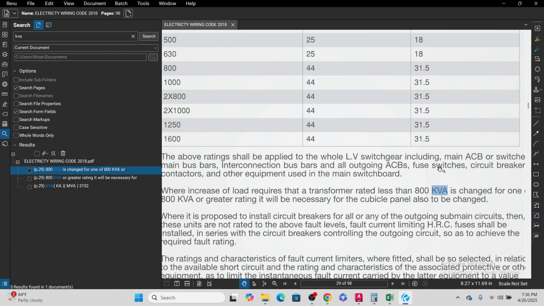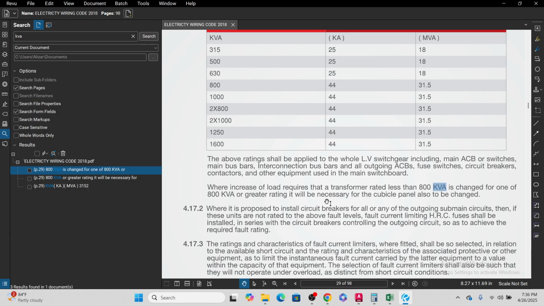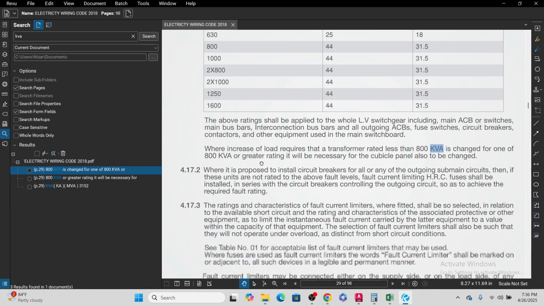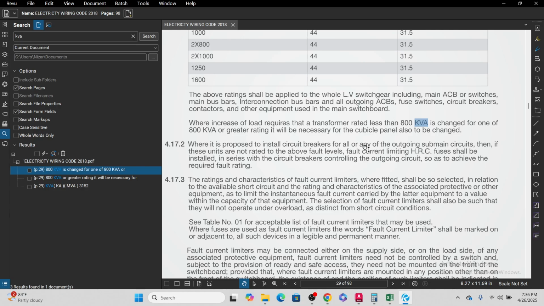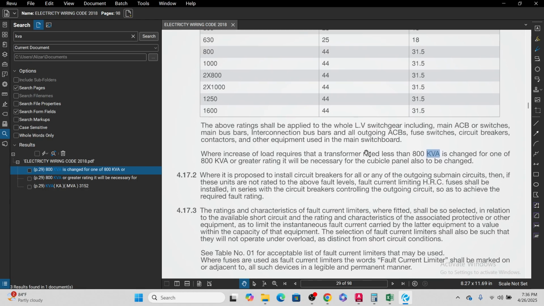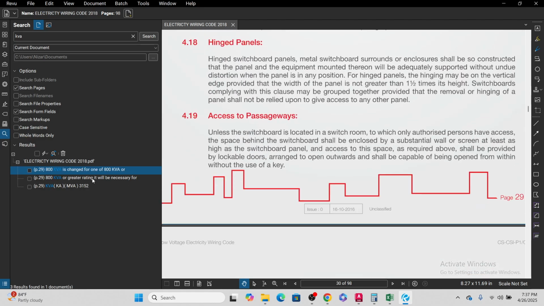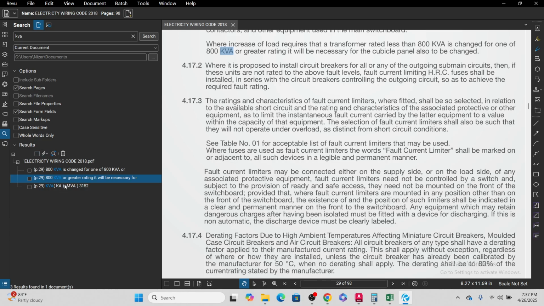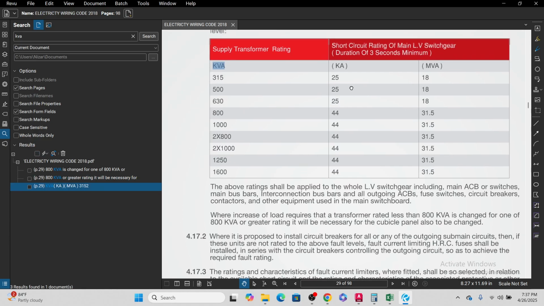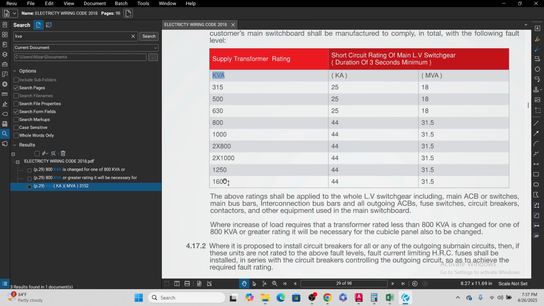So here, where increase of load requires that a transformer rated less than 800 kVA is changed for one of 800 kVA or greater rating, it will be necessary. So if you have less than 800 kVA, you have to use 800 kVA. So we have more than 800. So let's go with another. Okay, we can go with the 1600 kVA transformer.